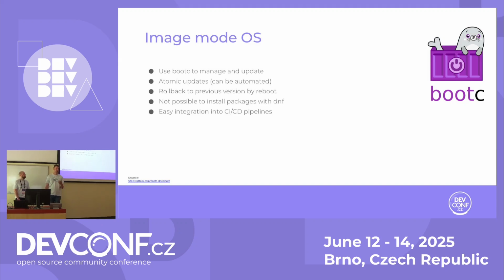Yeah, there are some caveats. If you remember that I told you that a lot of parts of the system are read-only and immutable, that means that you basically cannot install new packages using DNF on a running system. Instead, you are supposed to rebuild the container image, for example, using Podman, and then deploy or update it using the bootc tool. Yeah. So the image mode operating system kind of integrate with the container tools and with the CI/CD pipelines that can work with containers.